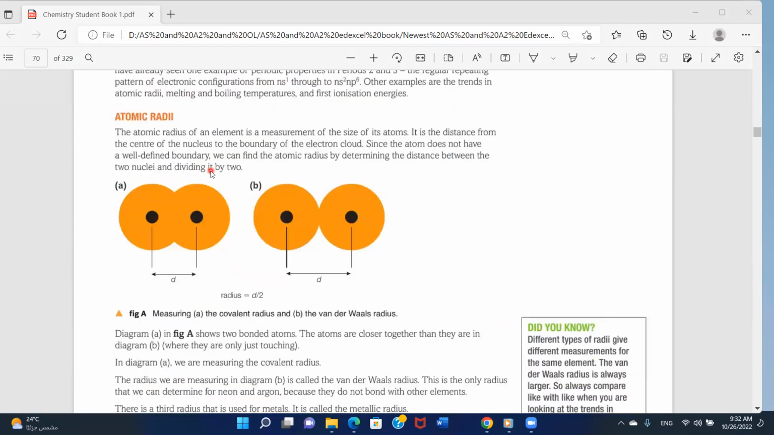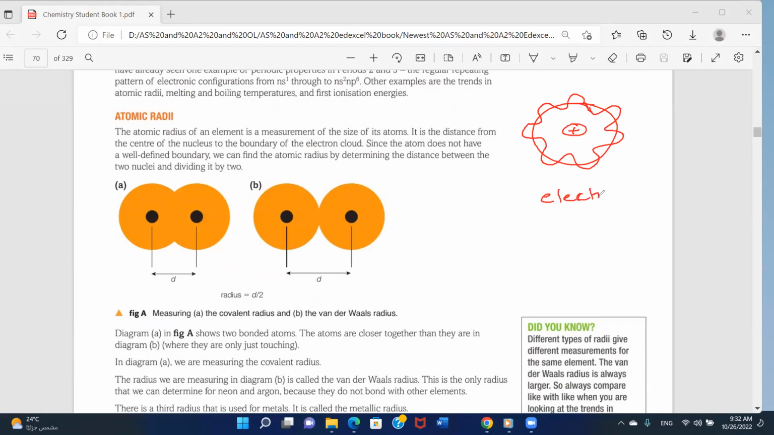property, which is the atomic radii, of course, it was so difficult to measure the radius of any atom because, as we said before, electrons rotate around the nucleus in a wave motion, which we call an electron cloud, and it is impossible to know where the cloud starts and where it ends.